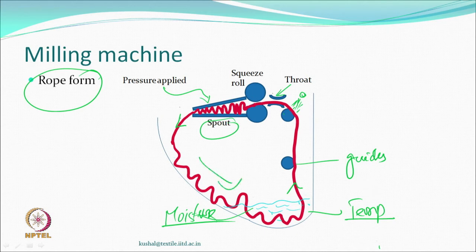This rope can move up, go to the spout, then it is thrown onto the slanted surface and keeps moving down, goes into some liquor which may be stored, and then is pulled up and goes through the throat, the squeeze roll and the spout continuously for whatever time is optimum. And then at the end of the day, you do washing and you have a milled product, which is felted already. It may become like a blanket.